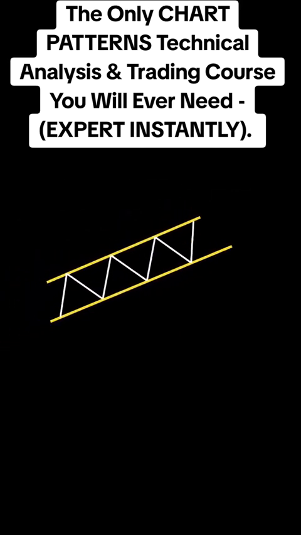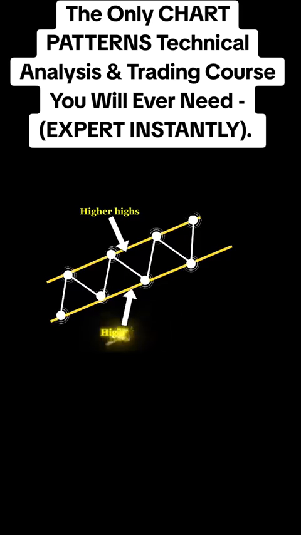Let's start with the ascending channel. In this pattern, the top boundary is formed by a series of higher highs, allowing us to draw an upward sloping resistance trend line. The bottom boundary is made of higher lows, giving us a parallel support trend line. These two lines move in the same upward direction, forming a rising price corridor. This structure can appear in both bullish and bearish markets.